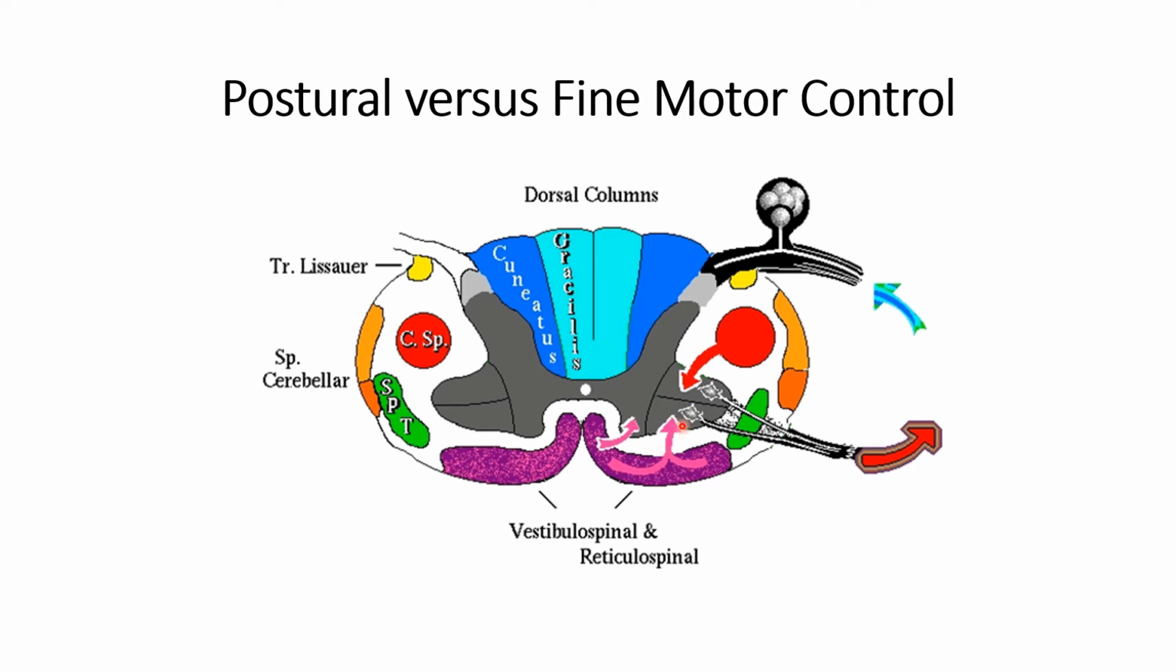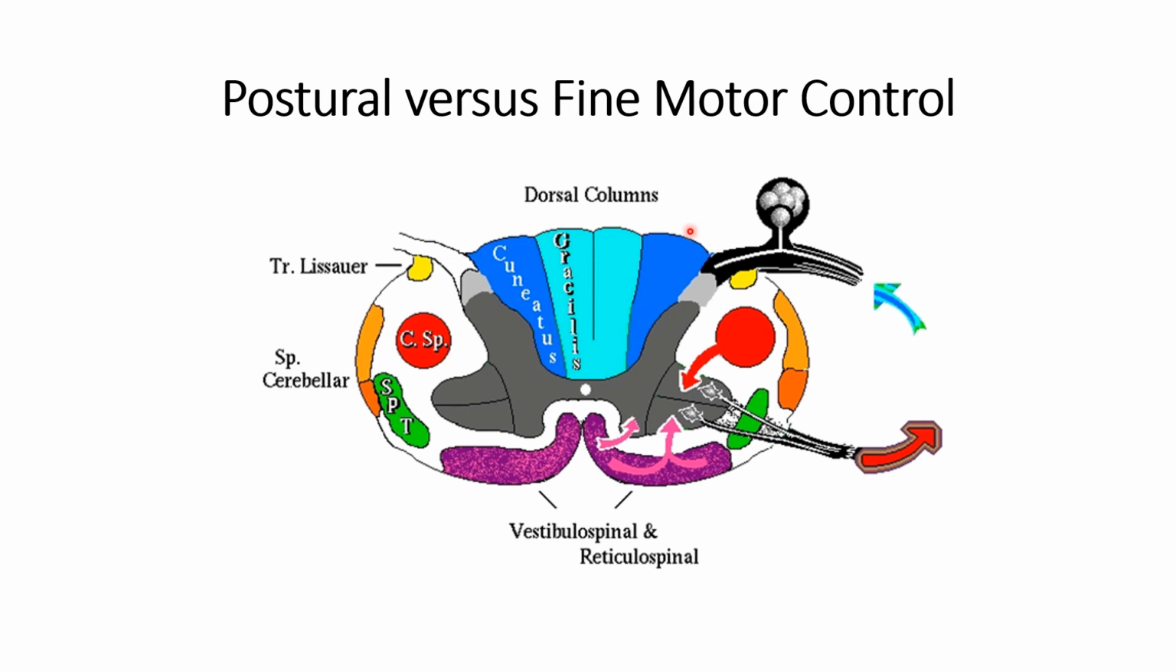And these tend to drive extensor muscles and postural muscles. Also, in this more medial region of the gray matter, there's very strong input from the reticulospinal tract in particular, but also the vestibulospinal tract for axial muscles.